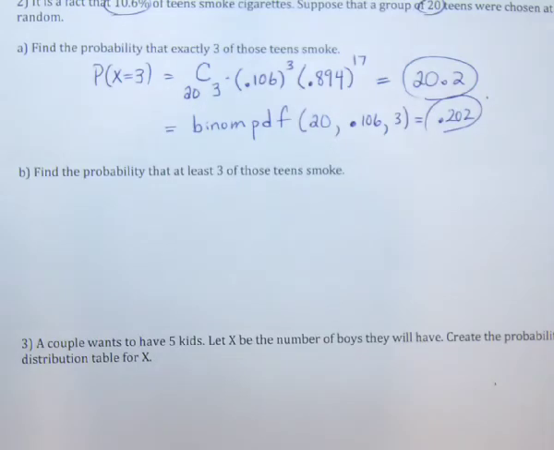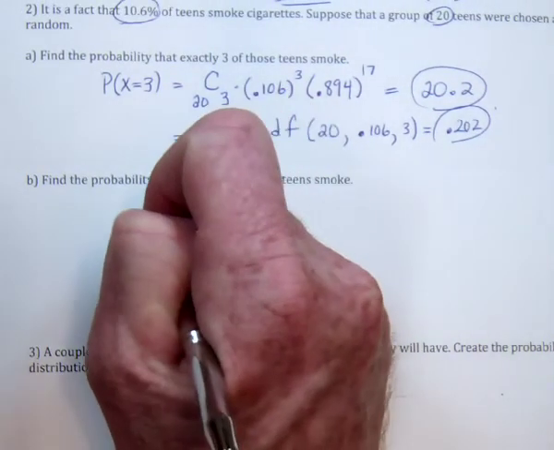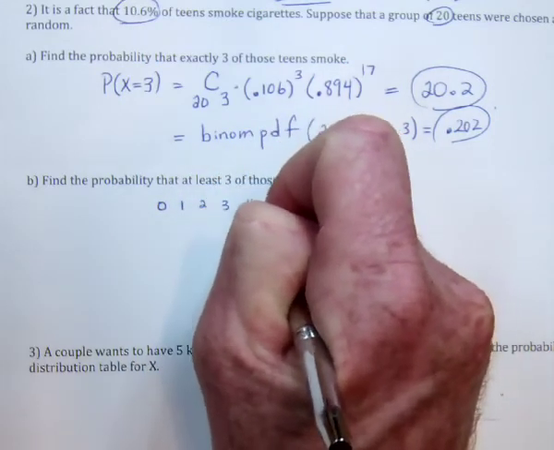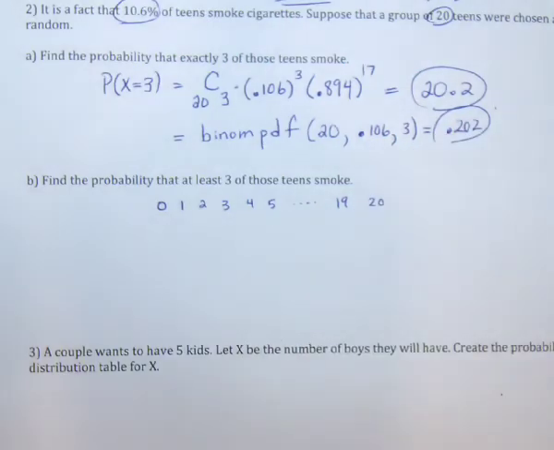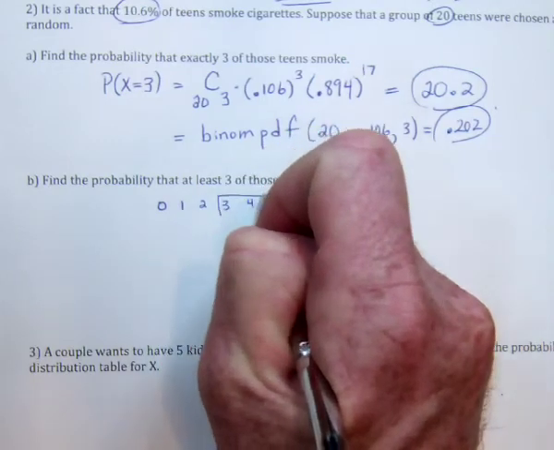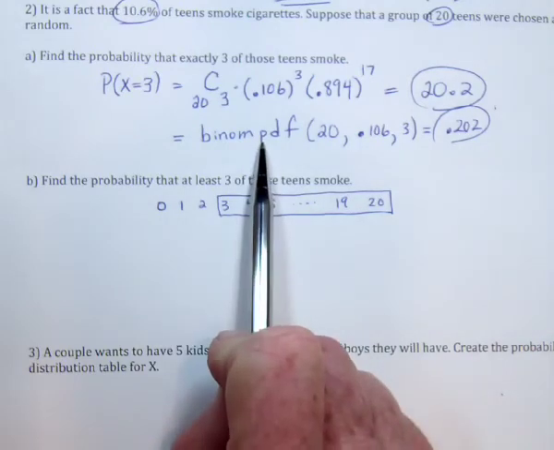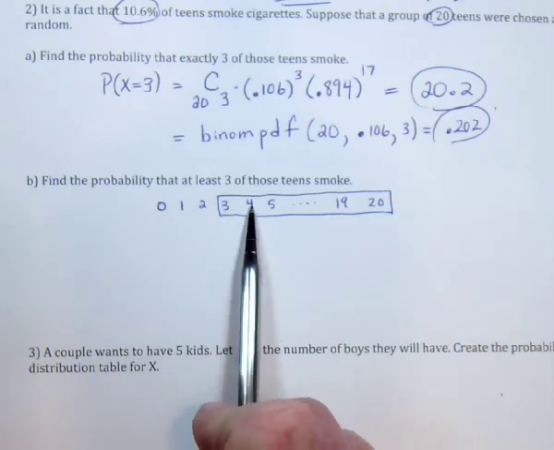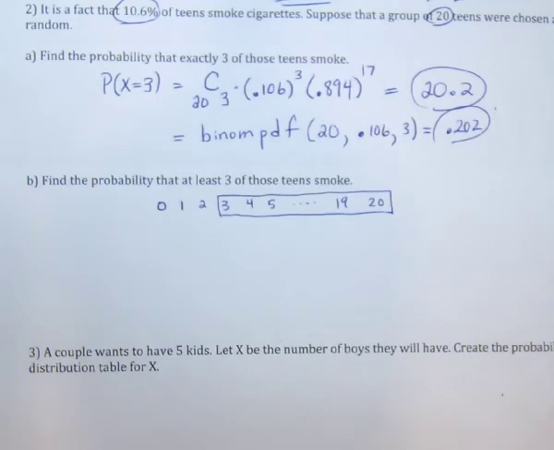Now find the probability that at least 3 smoke. So with 20 people, it could be that none of them smoke, or 1, or 2, or 3, or 4, or 5, etc., or 19 to smoke, or all 20 of them are smokers. I'm asking for at least 3. So I'm asking for all of these possibilities. Unfortunately, the calculator doesn't have a function that could just add those cases up for you, because you basically need to do the binomial formula with x equals 3, x equals 4, x equals 5, etc., until x equals 19 and x equals 20, and then add those up.